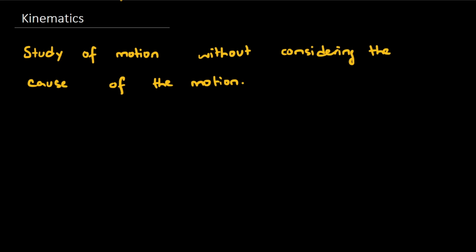And if you were to consider the cause of motion, then you would be studying dynamics. So that's the difference between kinematics and dynamics. Kinematics does not involve cause of the motion, while dynamics involves cause of the motion. Now, kinematics answers questions like how fast is something moving, how far has that something traveled, and how does velocity change? And there are certain key quantities in kinematics that are involved everywhere to study motion.